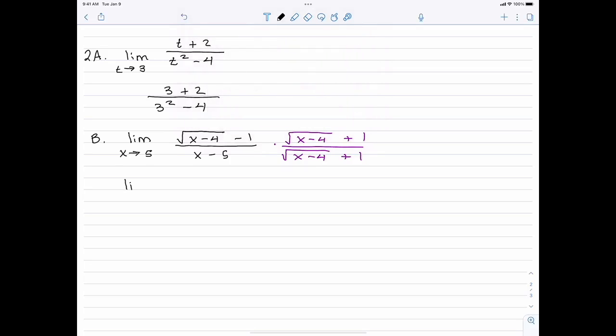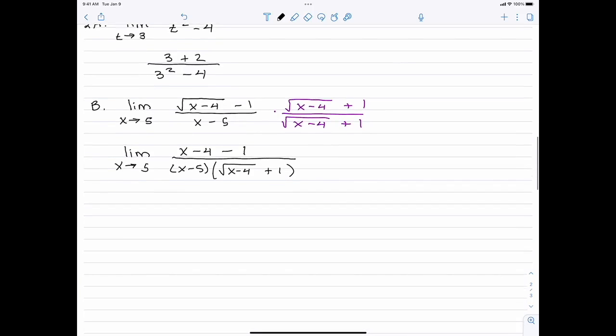Well, we get the limit as x approaches 5. In the numerator, it's going to be the square of the first, that's x minus 4, minus the square of the second, which is 1, all over that denominator, which is x minus 5 times the square root of x minus 4 plus 1. Hopefully I did that right. Okay, let's keep on going. Where is this going to go? I do not know.